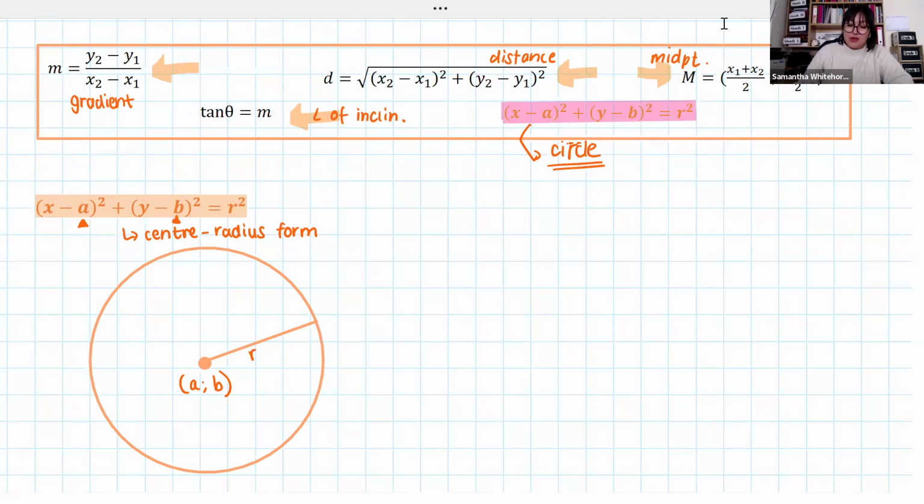Okay, so that's just sort of the basics of a circle, right? You've got a center, you've got a radius, and the form that we generally write our equation in is our center radius form. Not necessarily always, but 90% of the time it is.